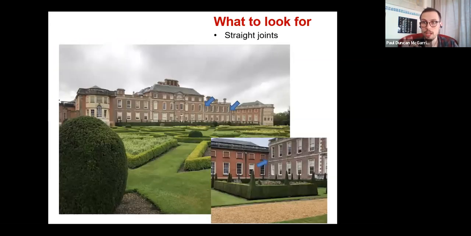Straight joints are a lovely way of making sure that you can see what happens between the different phases. If one wall abuts onto this one, one of them has to have been here first before the next one is built. And it particularly helps if, like here at Wimple House, they have ended each part of the construction with something called quoins, which are those sort of dogtooth things you can see at the edge of the building there that I've highlighted with the arrows. Those are usually put at the angles of buildings to denote that the wall has ended.